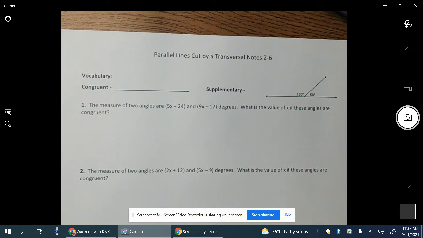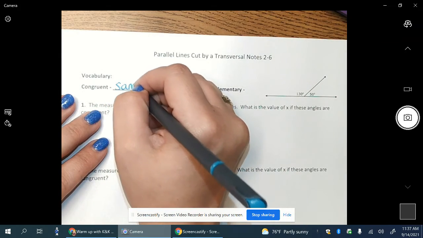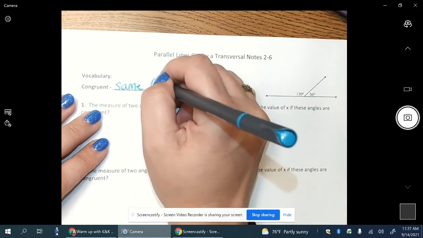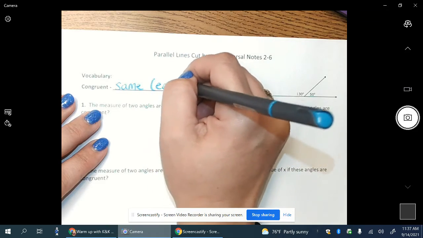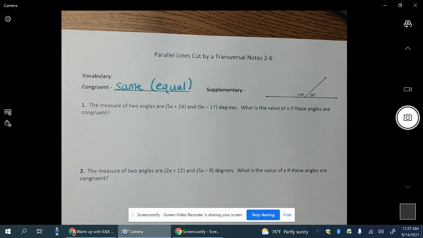So the first vocabulary word is congruent. What does it mean if something is congruent? Good. Congruent means the same, or in math terms, equal. Okay? Congruent means equal. It's the same.